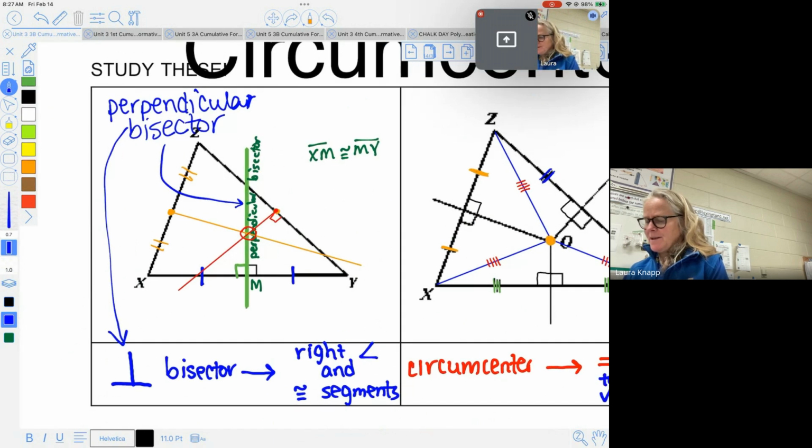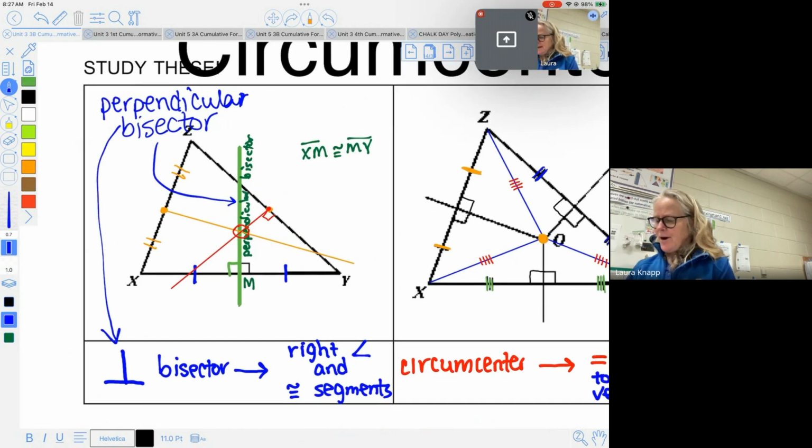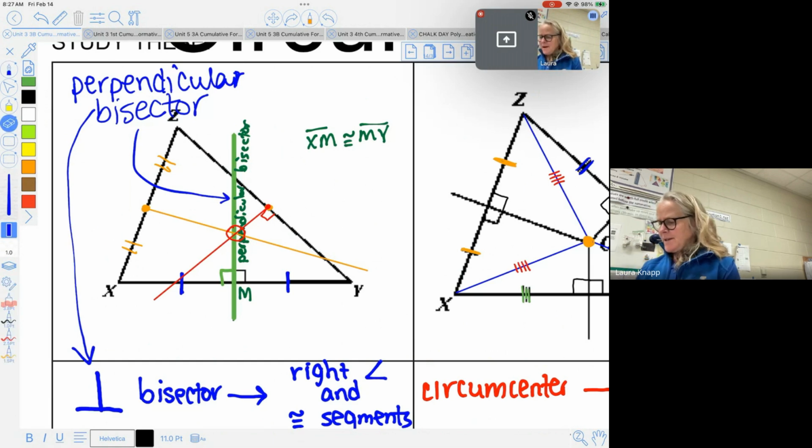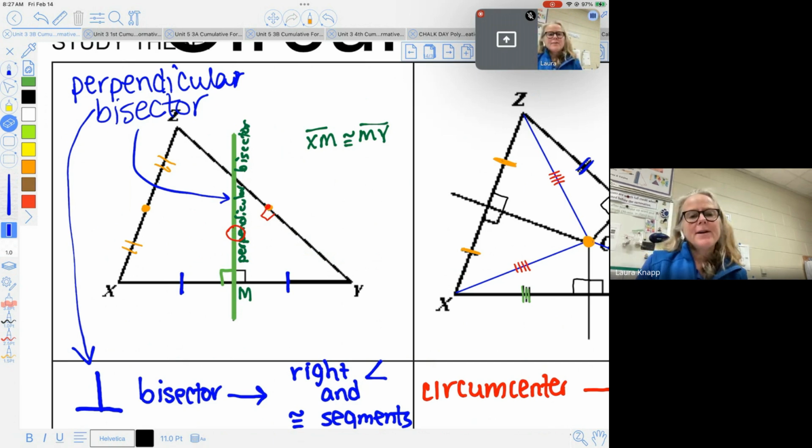Now, this is a little bit busy. I really don't recommend you draw all of this. I might just say, let me keep just one of these perpendicular bisectors. Let me just keep the green one for now. There. That's one perpendicular bisector.